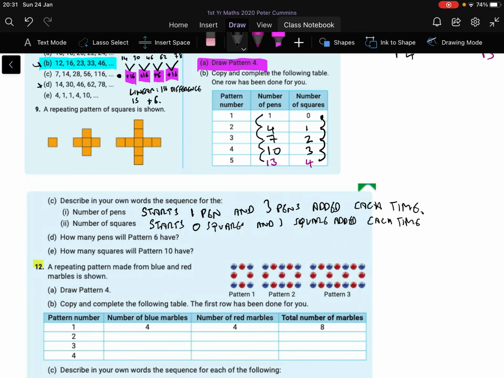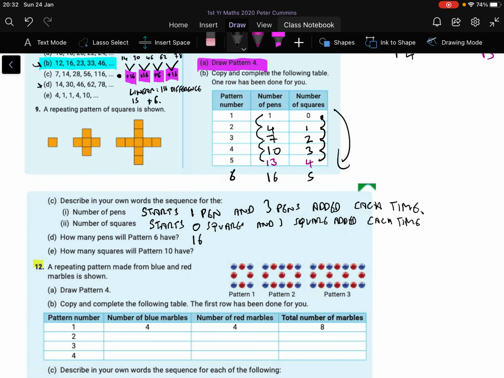Okay, how many pens will pattern 6 have? Well, if we're going up in this pattern, if it's going up by 3 each time, it's going to have 16 pens and 5 squares. You're adding 3 every time and 1 square every time. So how many pens will it have? The answer is going to be 16.